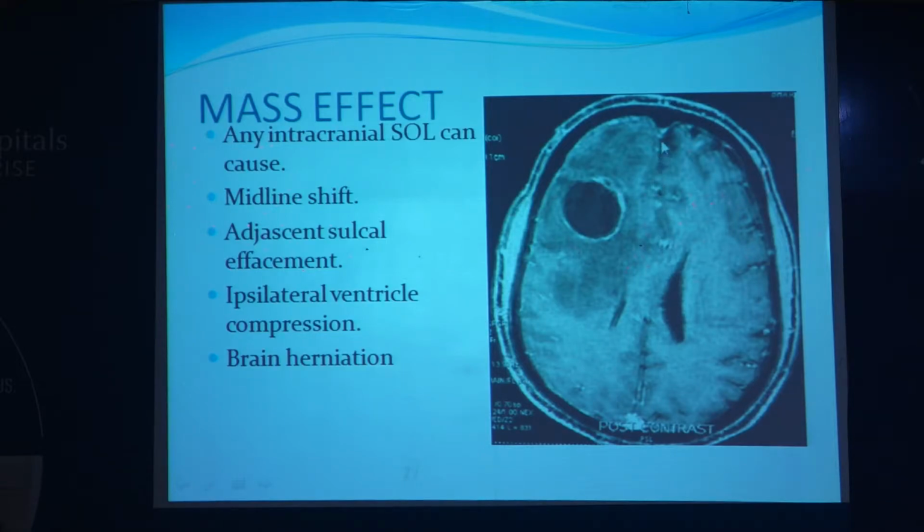First and foremost is a midline shift. So this is the central falx, and we can see here that it is shifted to the opposite side. This is a contralateral midline shift because of the SOL that is present in the right frontal region. Then adjacent sulcal effacement: you see the normal sulci on the opposite side, which we cannot see on the site of the SOL. Then ipsilateral ventricular compression and brain herniation.